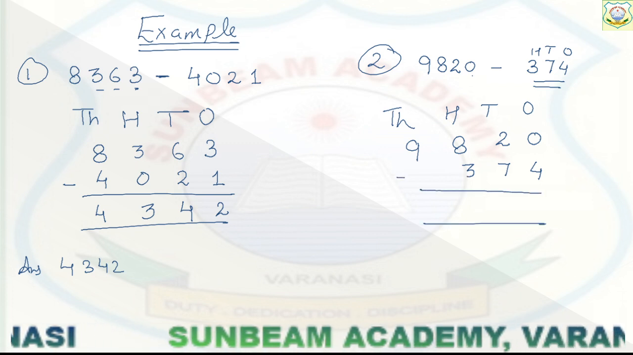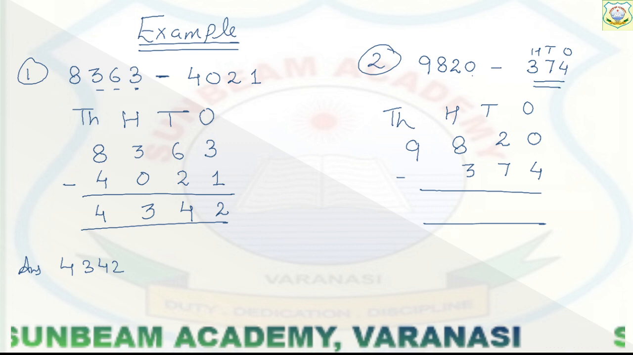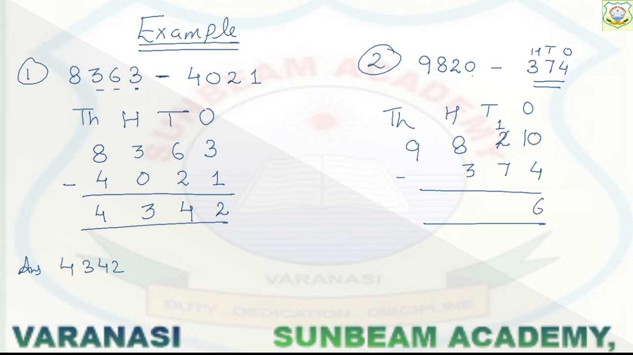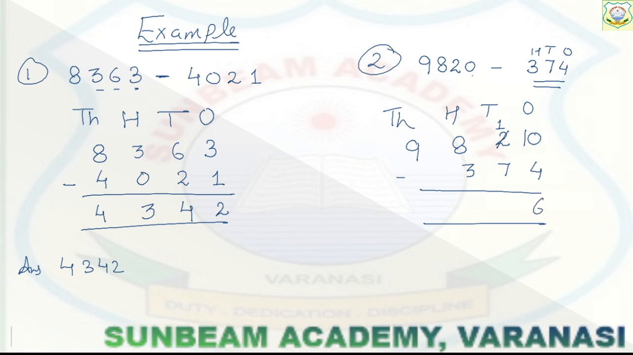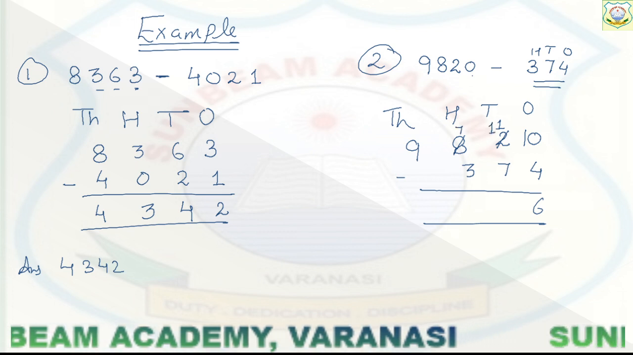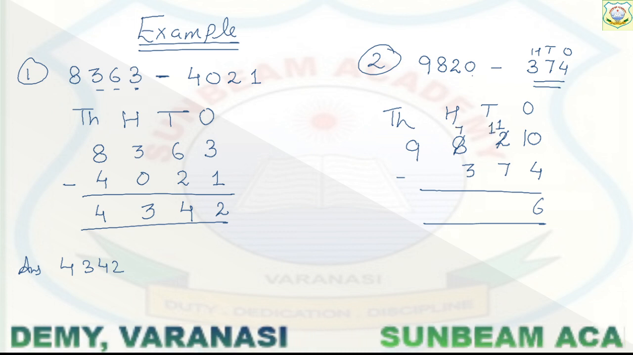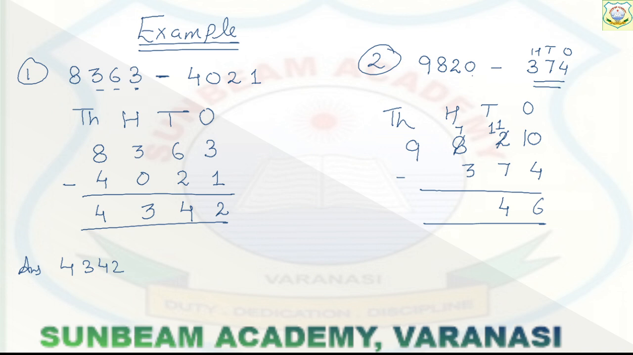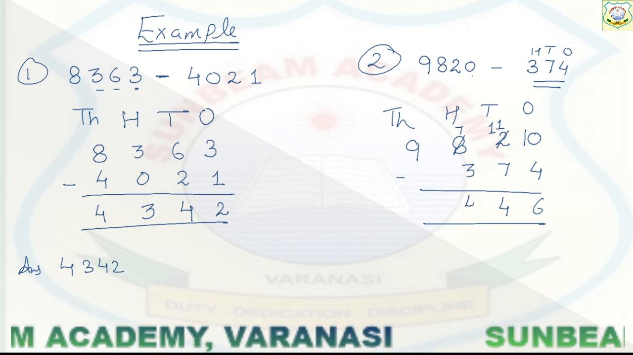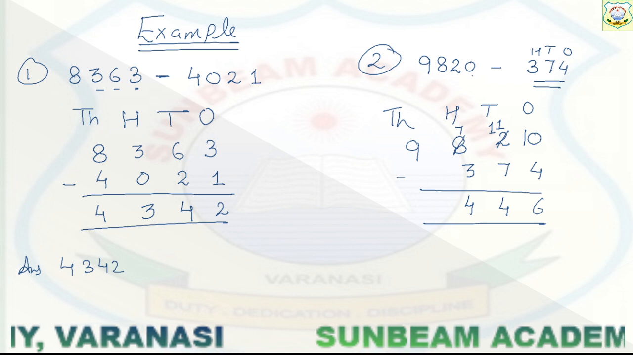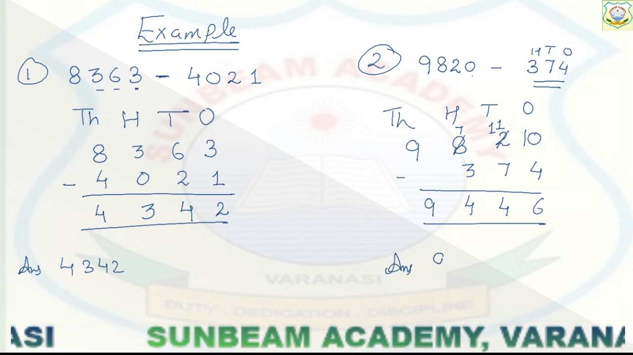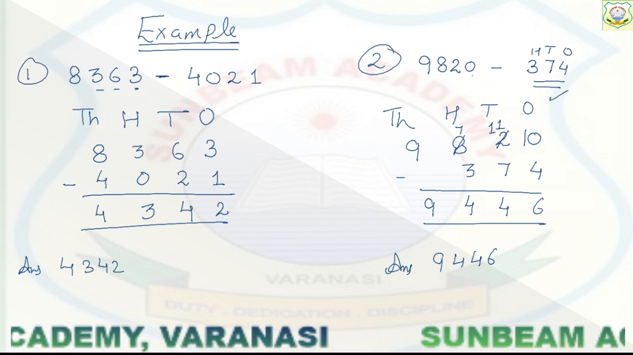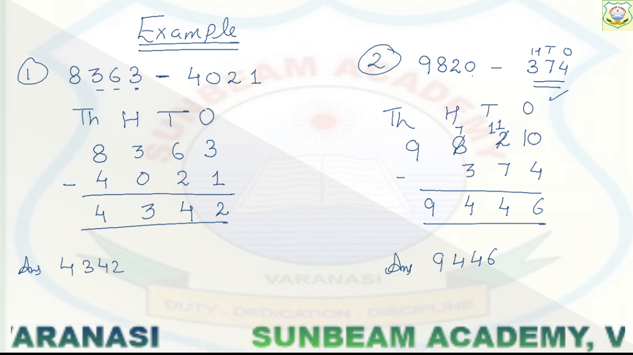Okay. Now let's subtract. We need to borrow here because it is 4. So let's take one borrow. So 10 minus 4 is 6, right? Now again we have to take a borrow. This will be 7 and this will be 11. So 11 minus 7 is, right, 4. And now 7 minus 3 is 4. And here we have 9 minus 0 is 9. So we got 9446. Have you understood why I was telling you this? Okay. So this is the way to do it.